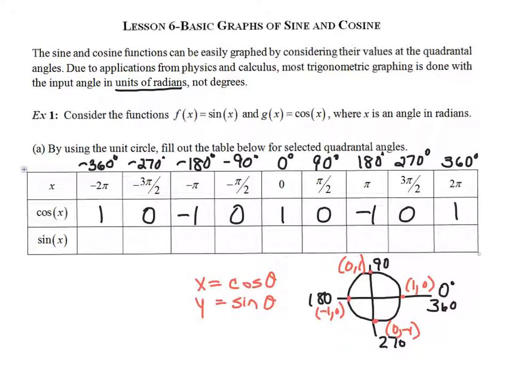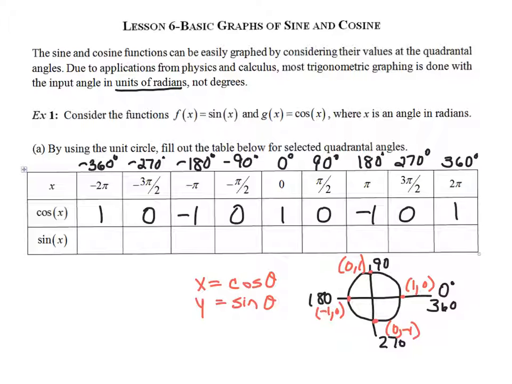My x-coordinate is 1. Now, do you see that we have a pattern that keeps repeating here? We've got 1, 0, negative 1, 0, back to 1, 0, negative 1, 0, back to 1 again. So this curve is called a periodic function because it keeps repeating the same output values as I go through the x input values.